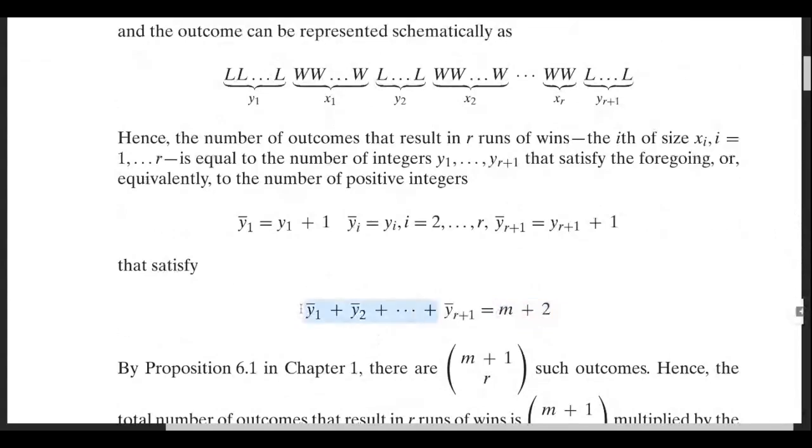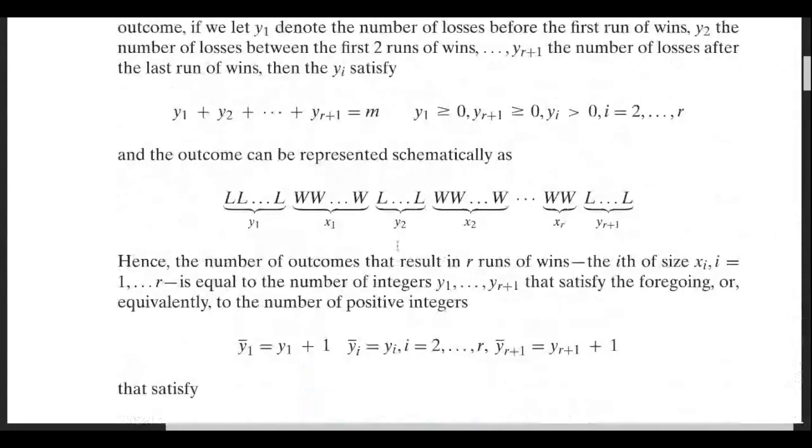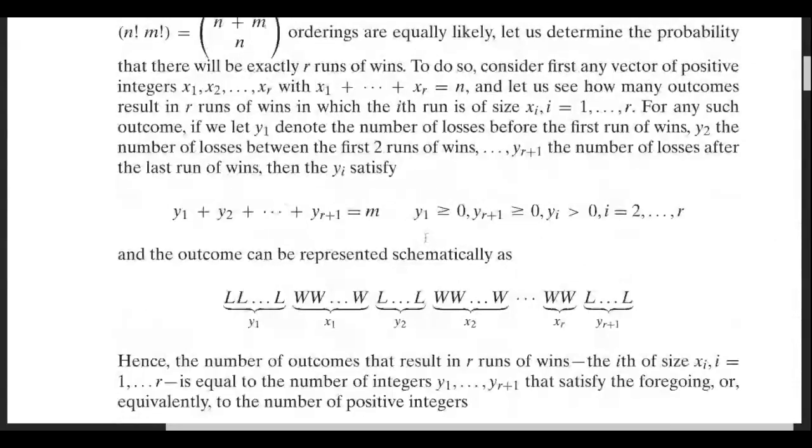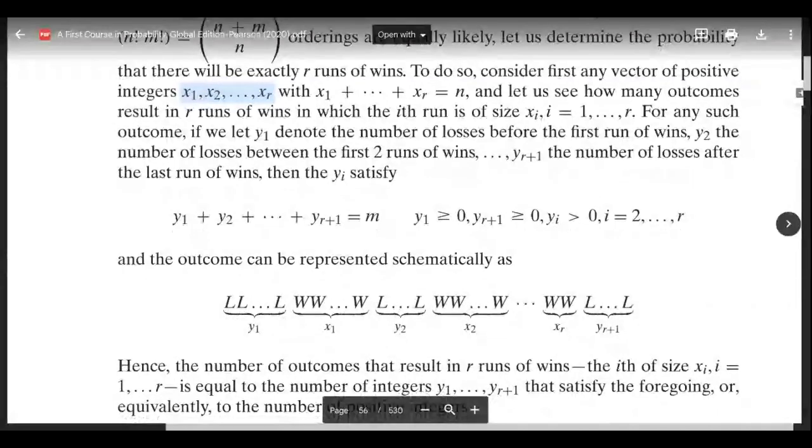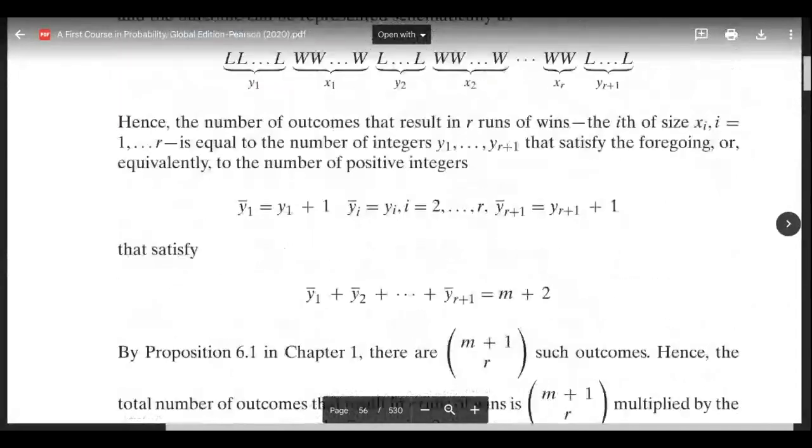Now, all those y's cannot be 0, right? All the y's cannot be 0. So all the x's cannot be 0, because if it's 0, it won't be considered as one run of the wins.